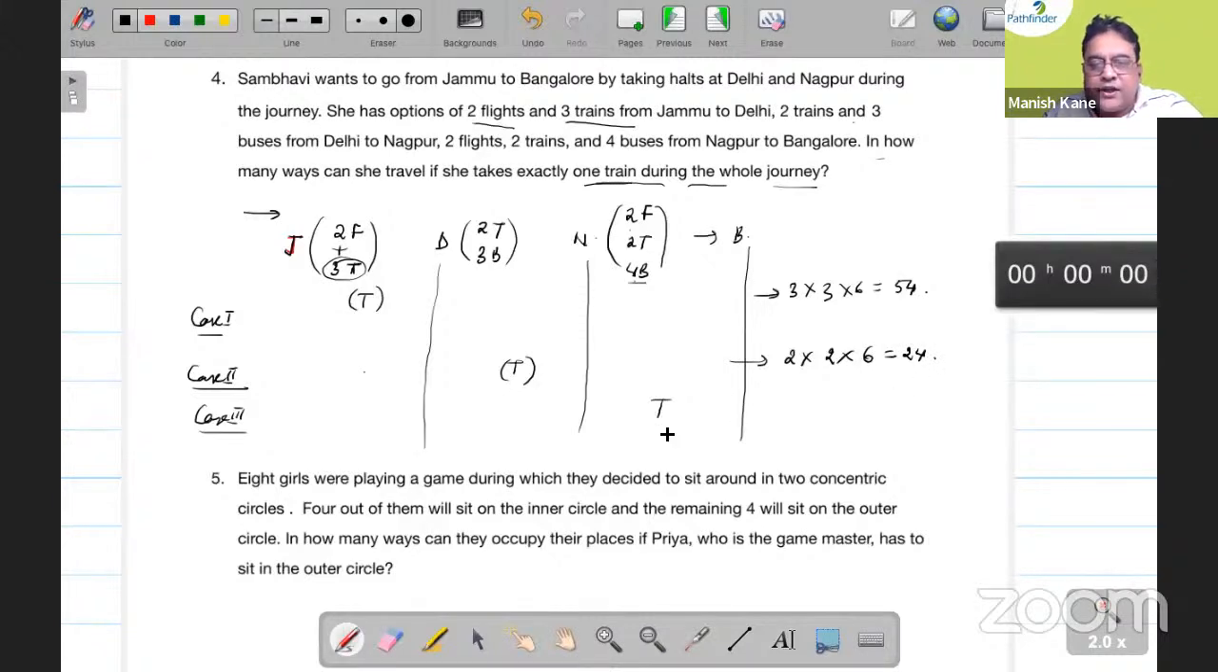And third case, she takes a train from Nagpur to Bangalore. So there are 2 flights, then 3 buses in the second segment. And since she takes a train, there is a choice of 2 trains. So 12. So 54 plus 24 plus 12 gives you 90. How many of you got 90? Oh, none of you got 90. So are you clear as to how you calculated this?